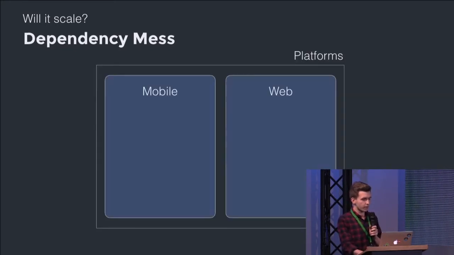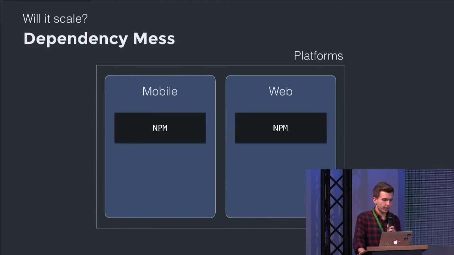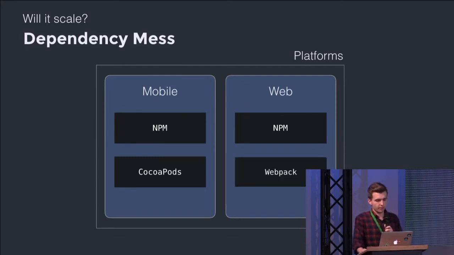So as we have said, our platforms are first-class citizens. What we can do is use the best things they are equipped with and declare their dependencies in a clear declarative way. How can we do this? Well, we can use NPM on both platforms for JS stuff. We can use Cocoa pods on mobile, obviously, for native dependencies. And, for example, Webpack on web to handle some build processing.